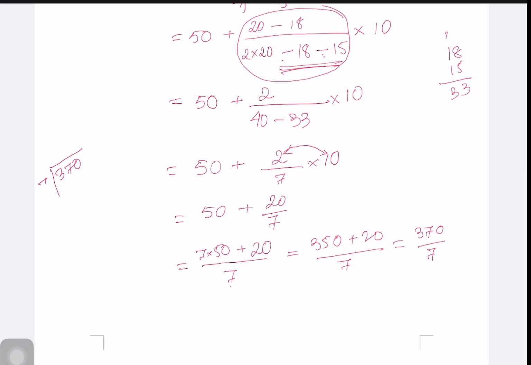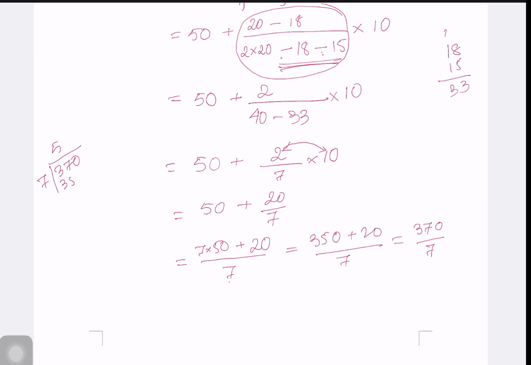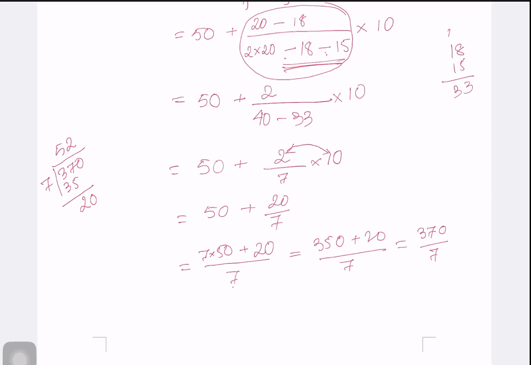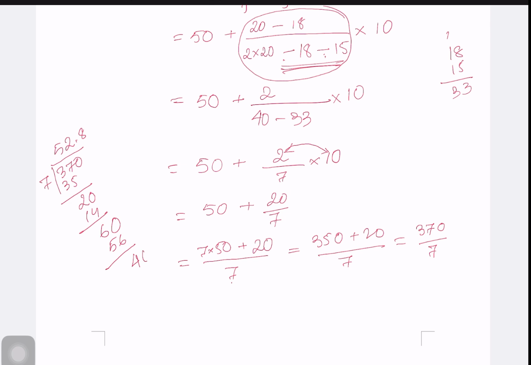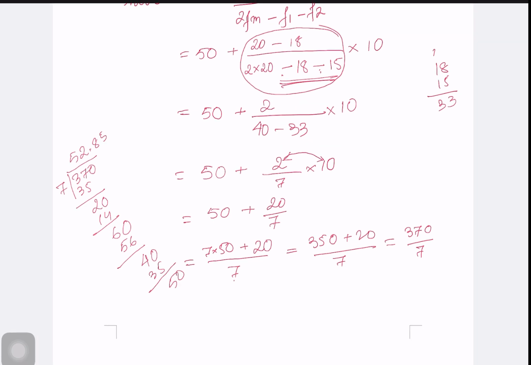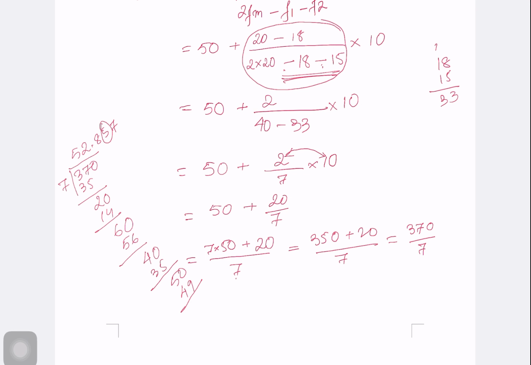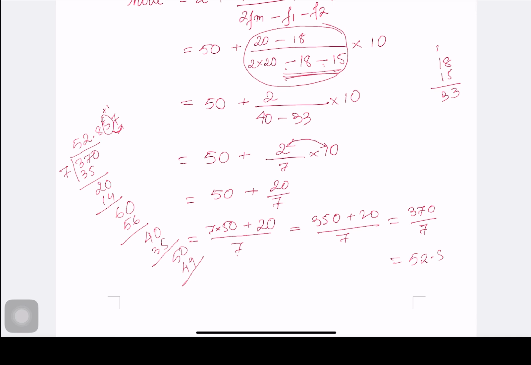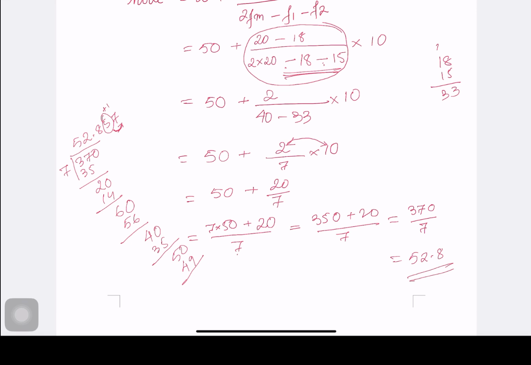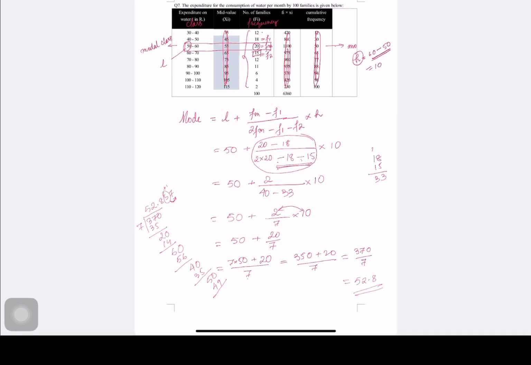Let us divide now. 370 divided by 7. 7 5s are 35, 2 0. 7 2s are 14. We have 6 point. We bring down. 7 8s are 56. We have 40, 0. 7 5s are 35. 7 7s are 49. Let us take an approximation here. If we take approximation, we will add 1 here because the next number 7 is greater than 5. So approximately our answer is 52.8. This is the mode of the given data. So this is how we have to solve mode.